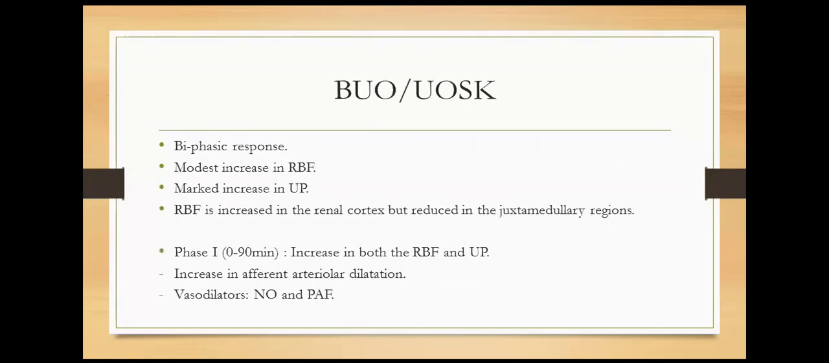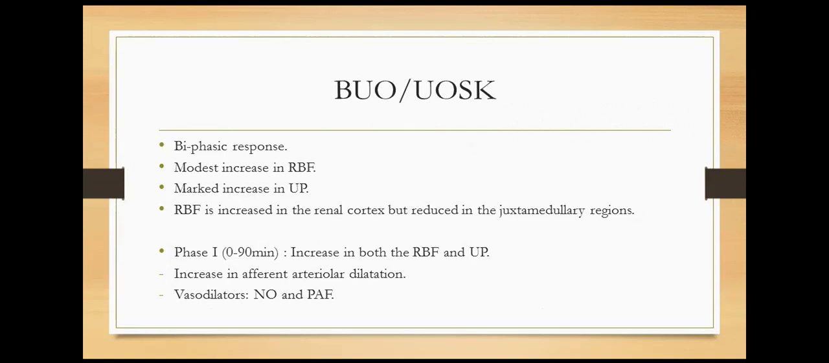So the key differences now with the biphasic response mainly is that you get a modest increase in renal blood flow, but with marked ureteric pressures, and renal blood flow is increased more to the renal cortex, but reduced in the juxtamedullary regions, whereas with the unilateral ureteric, this is the opposite of that. There's not a focus of blood into the juxtamedullary or inner cortex, as opposed to what we see in bilateral or unilateral obstructed solitary kidney.